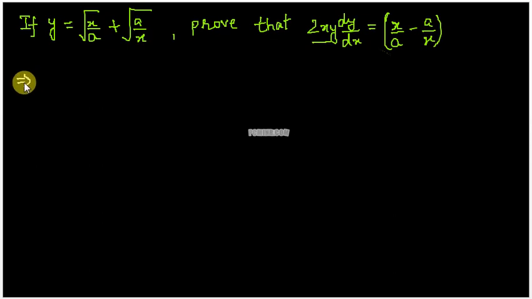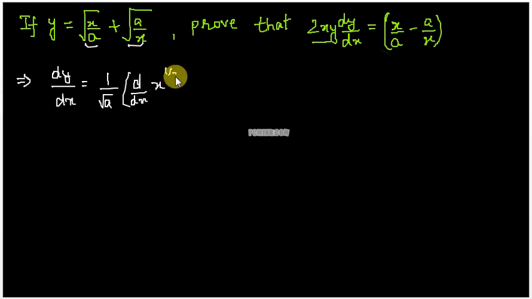If you want to find out dy by dx, just start differentiating, and on the left hand side when you apply the sum rule, you have to differentiate these two terms separately. Now here a is a constant which cannot be differentiated, so I would take out 1 upon root a outside, and find the d/dx of x raised to the power 1 by 2 plus root a in the numerator outside, and d/dx of 1 upon root x, which I'll write as x raised to the power minus 1 by 2.